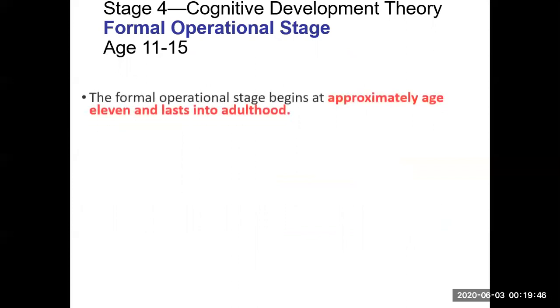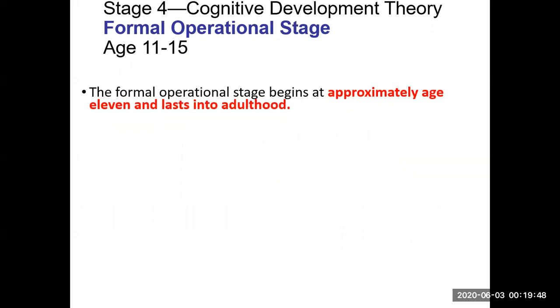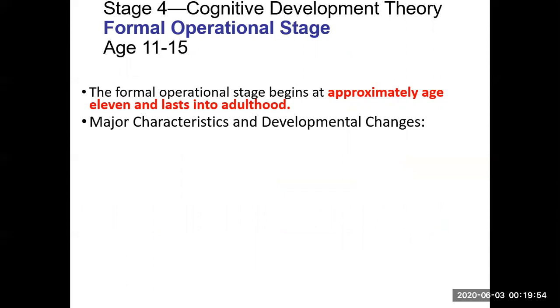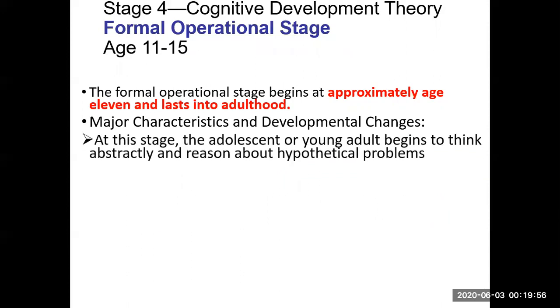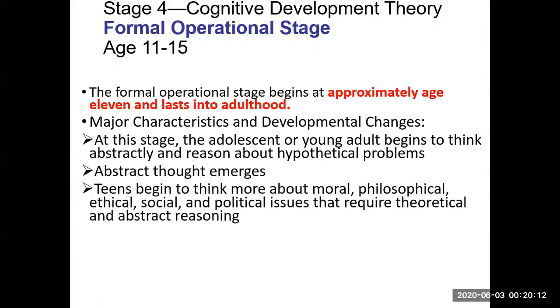Then our last stage, that is the formal operational stage, from age 11 to 15; you can also say to adult. The formal operational stage begins at approximately age 11 and lasts into adulthood. The major characteristic of that stage is that an adolescent or young adult begins to think abstractly and reason about hypothetical problems. That means now they are very confident that they can solve their problem, and they can experiment with different kinds of materials and get their solution.